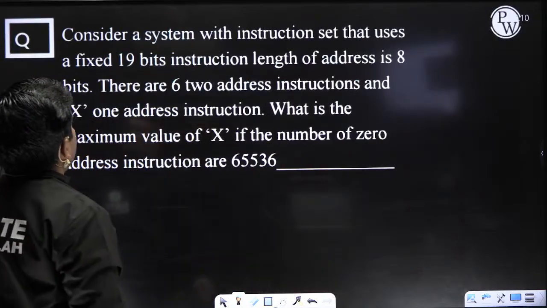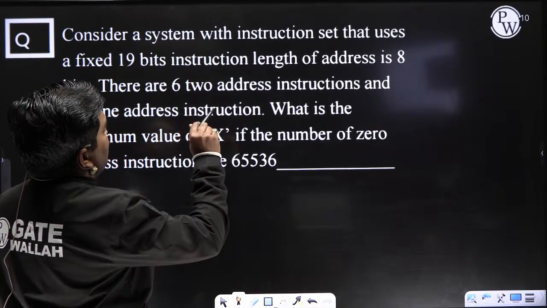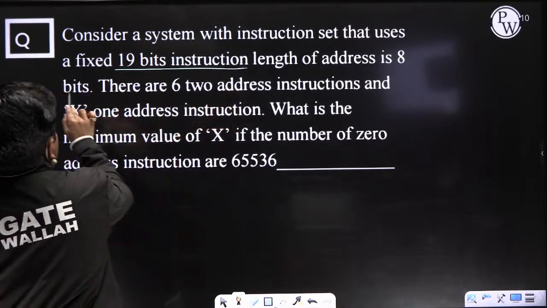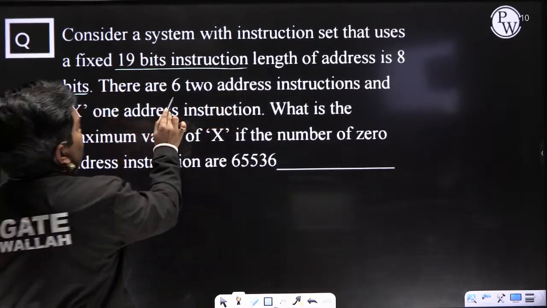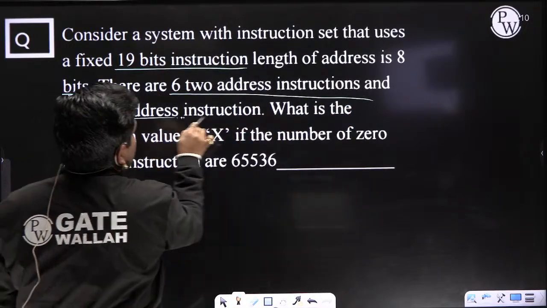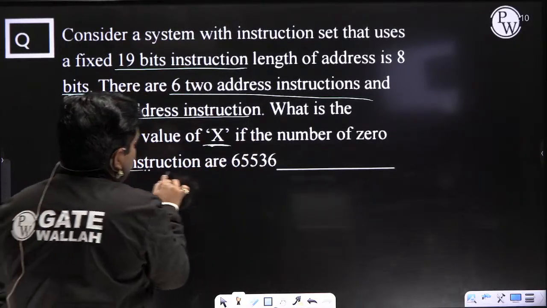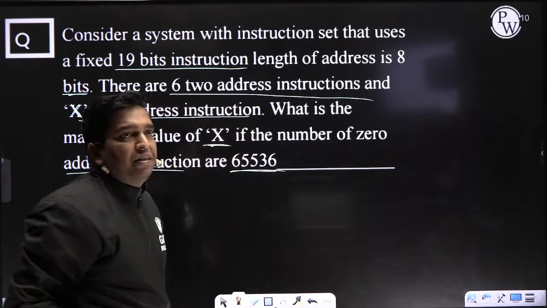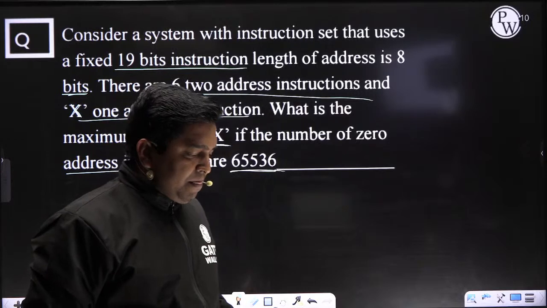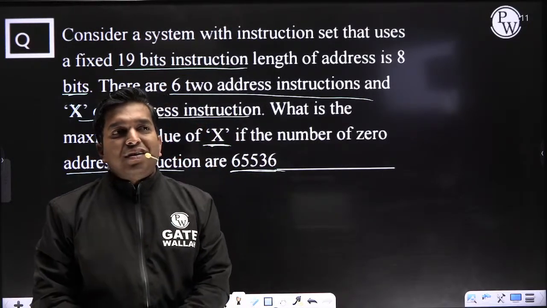Now this is the next question. Consider a system with an instruction set which uses 19-bit instructions, and the address is 8 bits. There are 6 2-address instructions and x 1-address instructions. Then what is the maximum value of x if 0-address instructions are 65,536? Solve, Tanuj. Beta, solve everyone. What is the correct answer for this one?